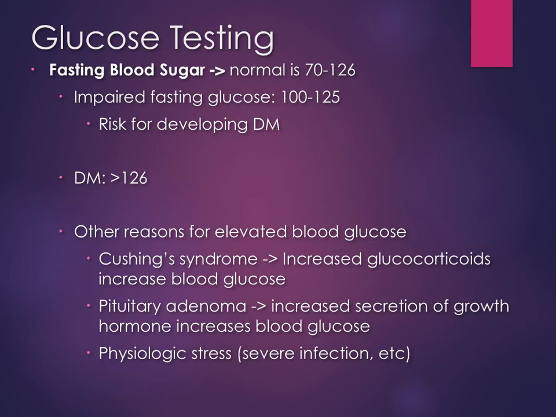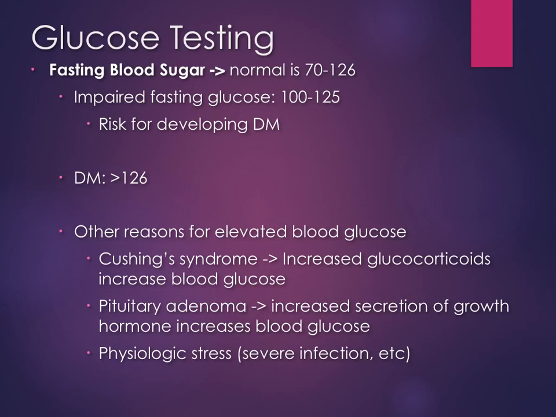All right, so let's talk about glucose testing. A fasting blood sugar normally is between 70 and 126 milligrams per deciliter. If your fasting glucose is anywhere from 100 to 125, then we call that an impaired fasting glucose, or some might say that that's pre-diabetes. These people are definitely at risk for developing diabetes. If your fasting glucose is greater than 126, well then congratulations. You've met the diagnostic criteria now for diabetes.